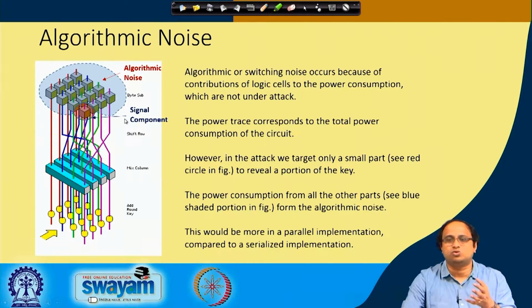This component of noise is called algorithmic noise, because it has something to do with the algorithm itself. In the attack we target only a small part, see the red circle in the figure, to reveal a portion of the key. The power consumption from all other parts, the blue component for example, forms what is called the algorithmic noise. You can rationalize that this would be more in a parallel implementation compared to a serialized implementation, because in a serialized implementation maybe you will do just one S box at a time, and therefore you will not have the other S boxes generating algorithmic noise. I will come back to this point later in our discussion.